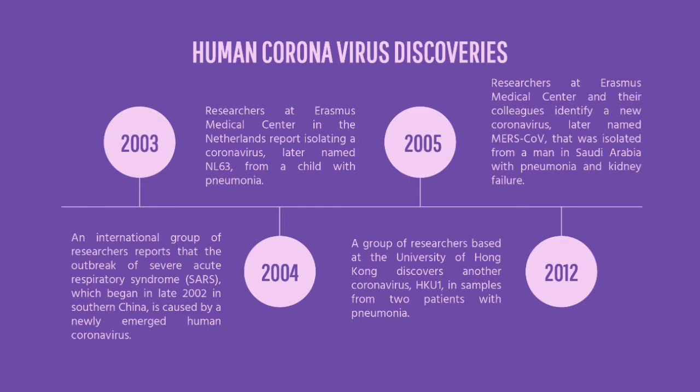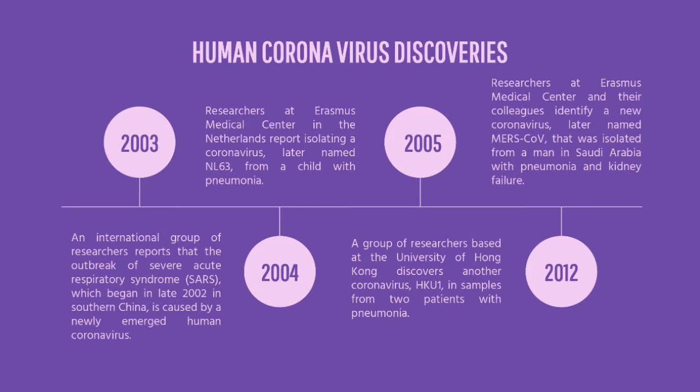In 2003, an international group of researchers reported that the outbreak of severe acute respiratory syndrome, or SARS, which began in late 2002 in southern China, was caused by a newly emerged human coronavirus. In 2004, researchers at Erasmus Medical Center in the Netherlands reported isolating a coronavirus, later named NL63, from a child with pneumonia. In 2005, a group of researchers based at the University of Hong Kong discovered another coronavirus, HKU1, in samples from 2 patients with pneumonia.